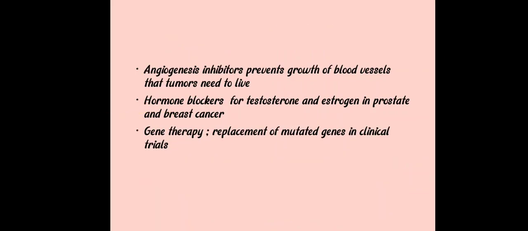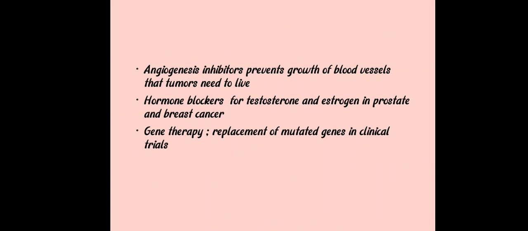Angiogenesis inhibitors, because these cells get a lot of nutrition, and that is how they survive. So if we can stop the growth of blood vessels around this tumor, then the cancer cells can be killed. So angiogenesis inhibitors, that means substances that do not allow blood vessels to grow, can help in preventing cancer. Hormone blockers of testosterone and estrogens can be very useful in prostate and breast cancer, because these hormones promote cell growth to a large extent.